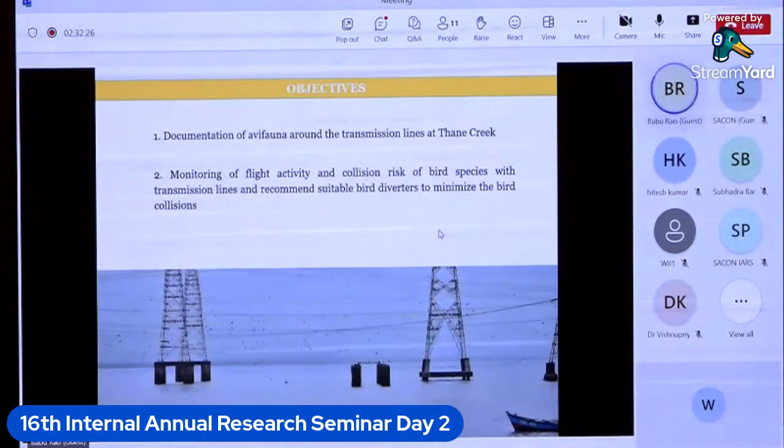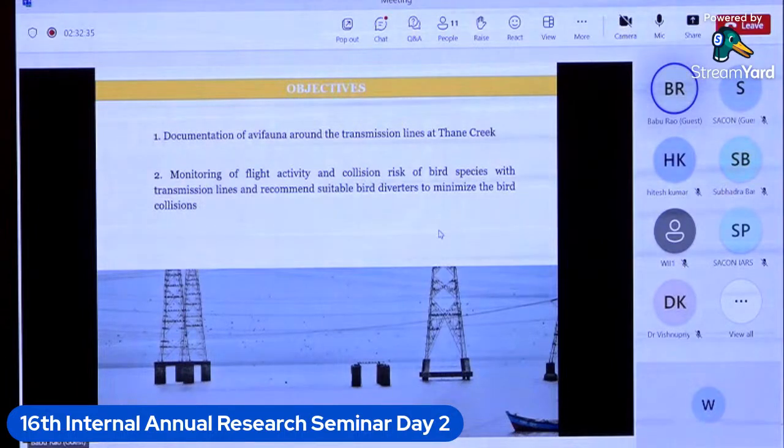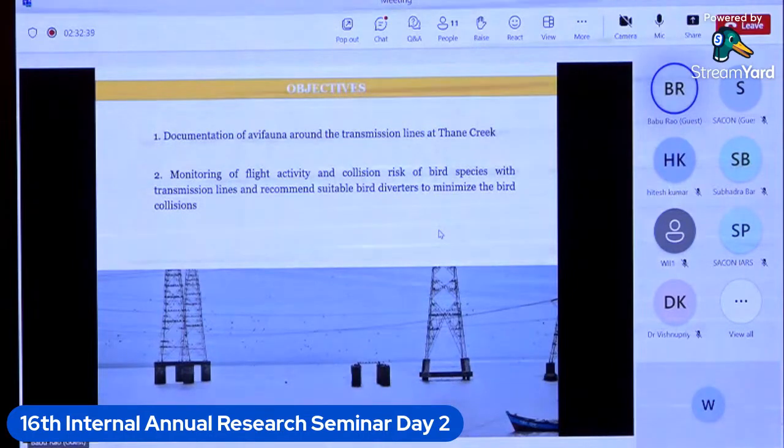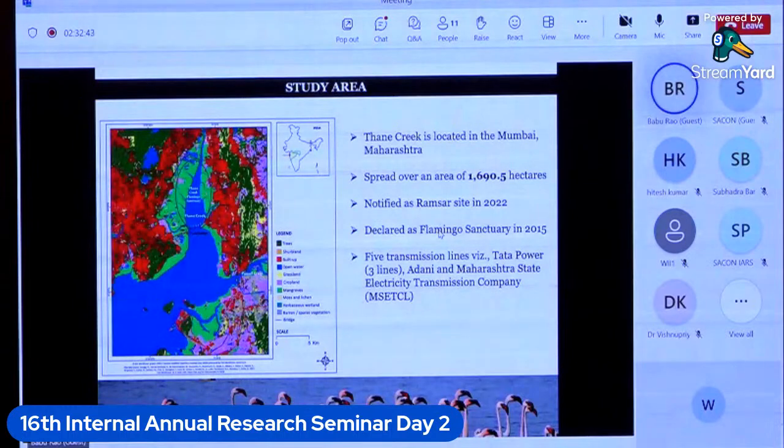This study had two objectives. One was to document the avifauna around the transmission lines, and the second was to monitor the flight activity and collision risk, and to recommend suitable bird diverters to minimize the bird collisions. Coming to the study site, Thane Creek is located in the densely populated urban city, Mumbai. It was declared a Flamingo Sanctuary in 2015 and a Ramsar site in 2020.